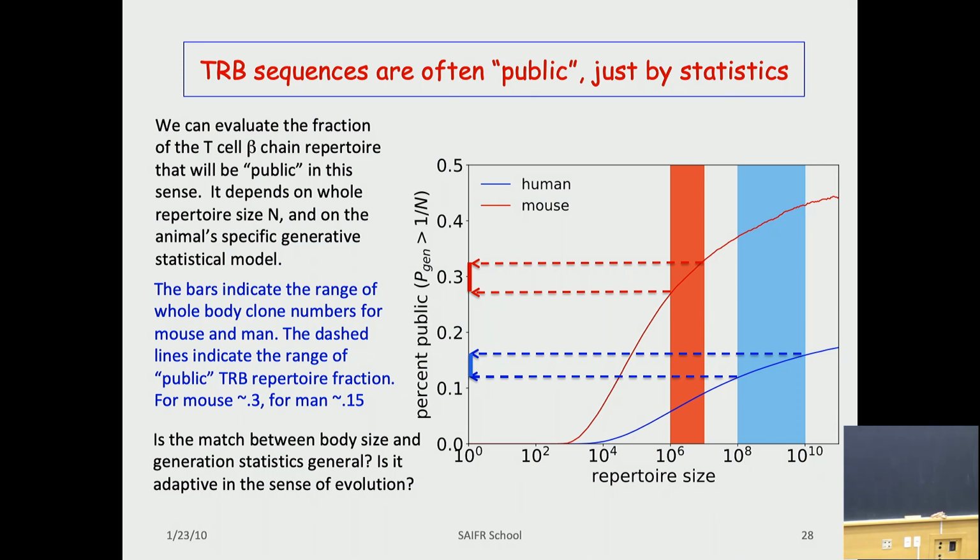Somewhere around 15%. That's sizable, right? Because given that's a lot of different sequences. And for mouse, it's even bigger, but it's around 30%. But again, it's different from human.